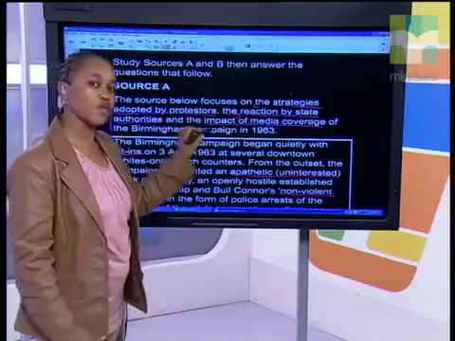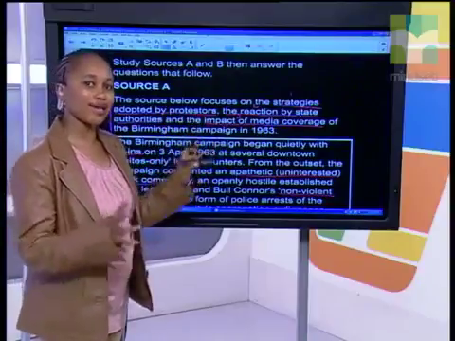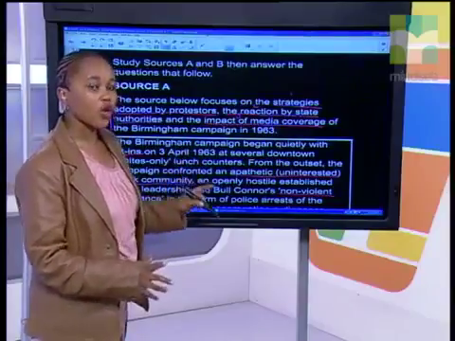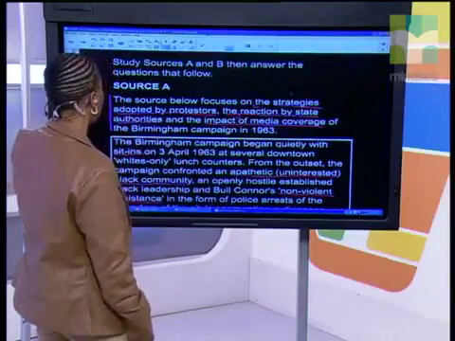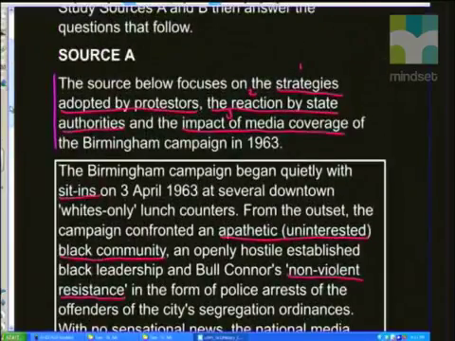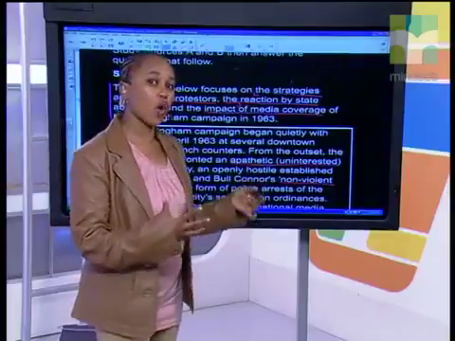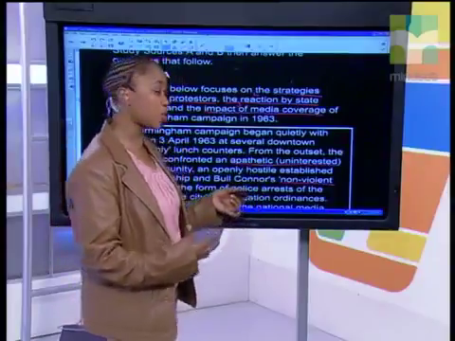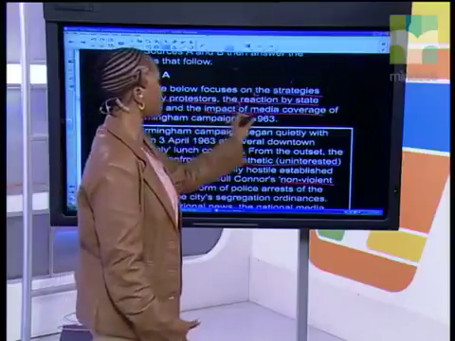But the caption is there for a reason, to guide you and to give you an understanding of what the source is about, so that when you go on to reading the source itself, you know exactly that you are looking for these three things that I underlined earlier on. I said we were looking for the strategies that were used by the protesters. Remember, I underlined sit-ins, and then I said we were going to look at the reaction by state authorities. So in other words, the authorities in Birmingham, how they reacted to what the protesters were doing, and then the impact of media coverage.